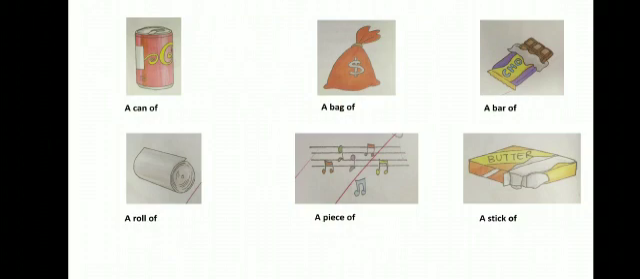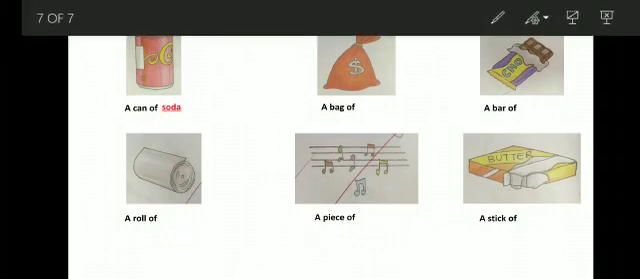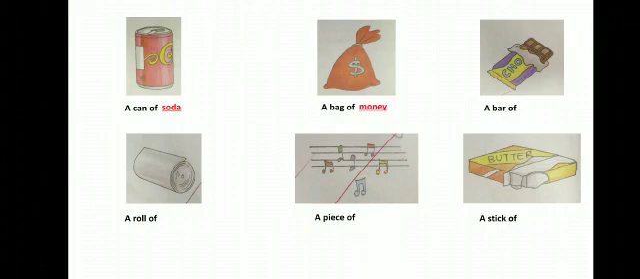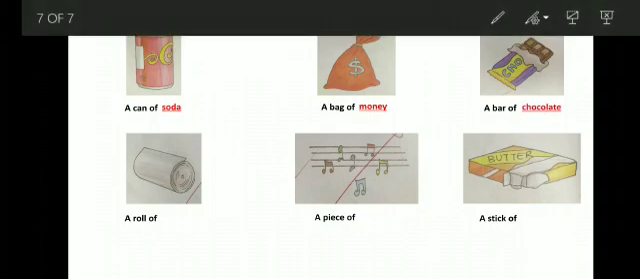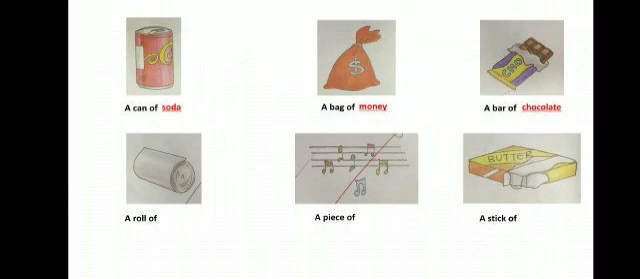So next is a can of dash, so a can of soda. A bag of dash, a bag of money. If the money is in a bag then we can count it, but only if it's about money, we can't count it, right? Next is a bar of chocolate. Next is a roll of paper. Next is a piece of music. Next is a stick of butter.